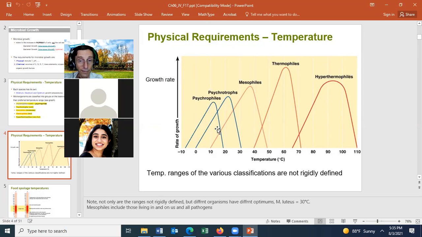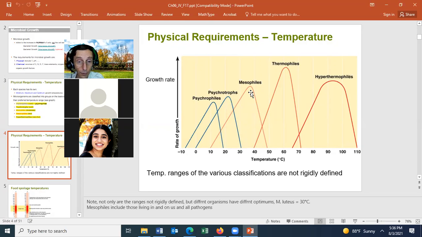The psychrotrophs are organisms that grow a little bit warmer than a psychrophile, but not as warm as a mesophile. The psychrotrophs might be organisms that grow at room temperature. And for the life of me, I can't think of any that do that. Various soil microorganisms are psychrotrophs. The mesophiles are organisms that grow best around 37 degrees Celsius.